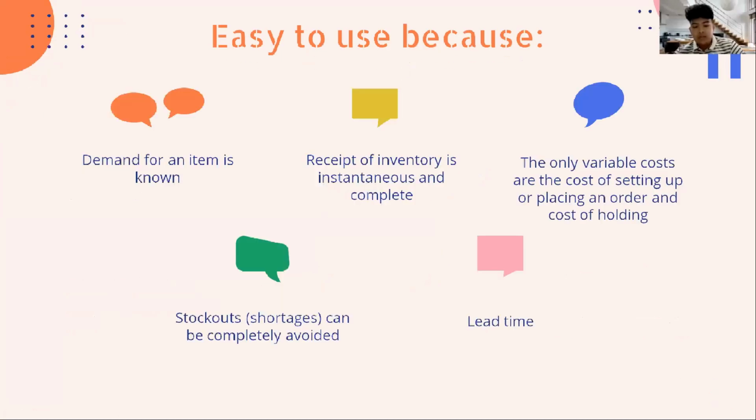Fourth, quantity discounts are not possible. Fifth, the only variable costs are the cost of setting up or placing an order, and the cost of holding or storing inventory over time. These costs were discussed in the previous section. And the last one is stockouts. Stockouts can be completely avoided if orders are placed at the right time. Next slide, please.